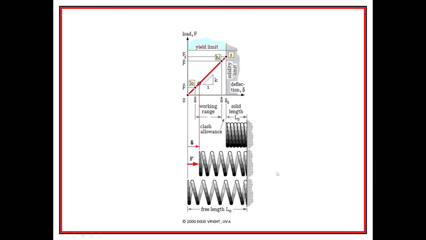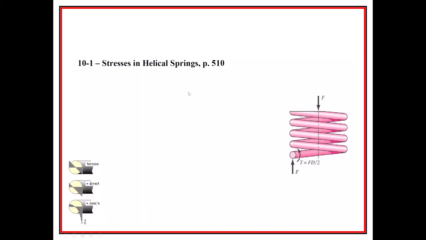And here's a little animation from some dude named Doug Wright. He made it 20 years ago. Hard to believe 20 years have passed. And you can see that here's the working range right in there. And it's actually given a name: in between the solid length and the lower limit of the working range, they call that the clash allowance and solidity limit. That's interesting. So anyway, you could get a sense of this operation on the force versus deflection graph.